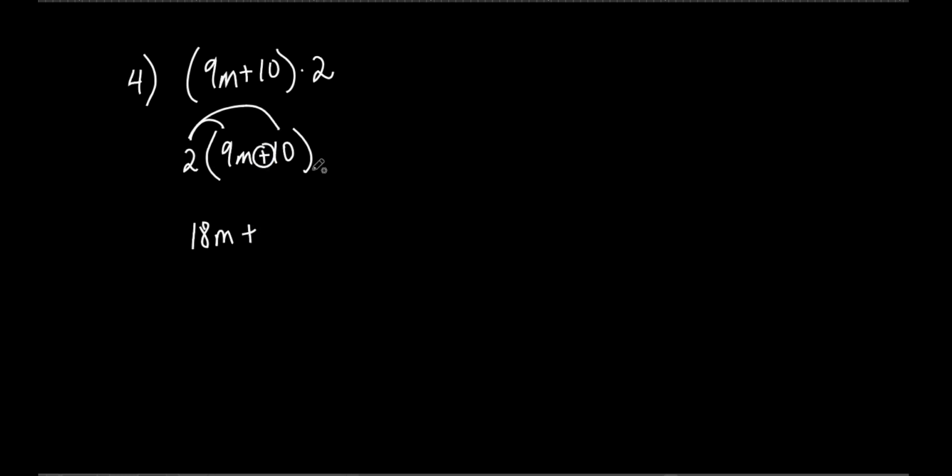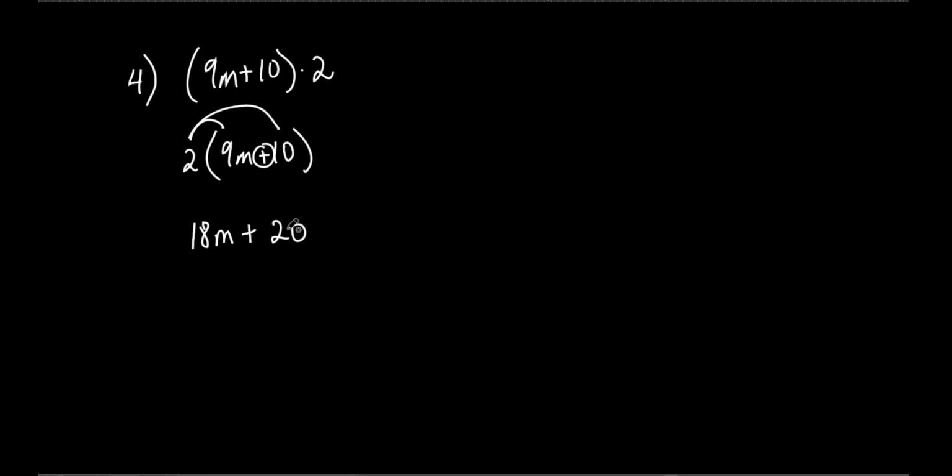Now you take that 2 and you multiply by the next number. That's easy. What's 2 times 10? It's 20. Can you add those up? 18 plus 20 is 38. Can you do that? Can you make them 38? No. Why not? They're not like terms.